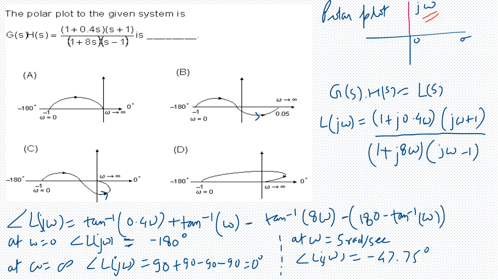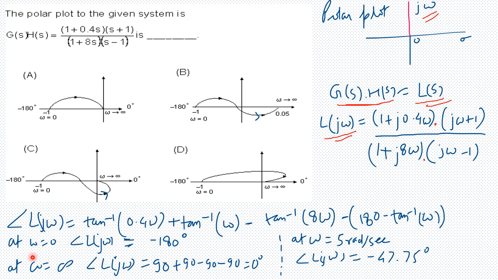First of all, let us assume that G(s)H(s), which is given, is equal to L(s). Then L(j omega), where we have substituted s with j omega, is (1 + j0.4 omega) times (j omega + 1) over (1 + j8 omega) times (j omega - 1). Now we'll first try to find out the angle.